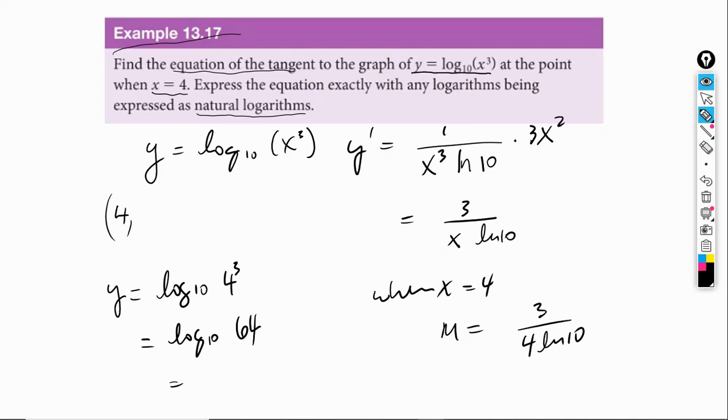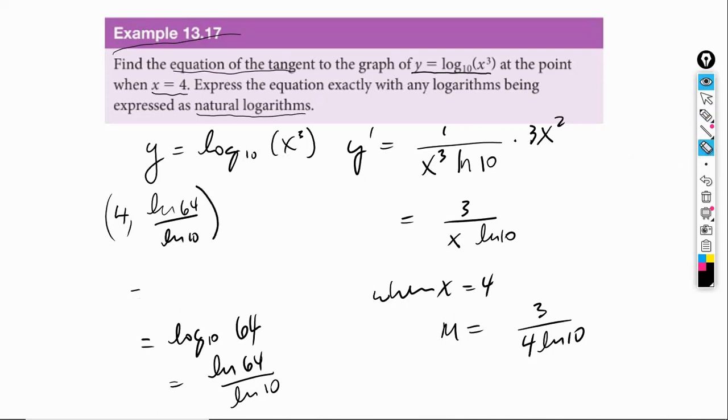So this would be the same as natural logarithm of 64 over natural logarithm of 10. So that's going to be the y coordinate. Let me write it over here. So this is going to be natural logarithm of 64 over natural logarithm of 10. Okay, so let's erase this here in order to make room for the equation of the tangent.